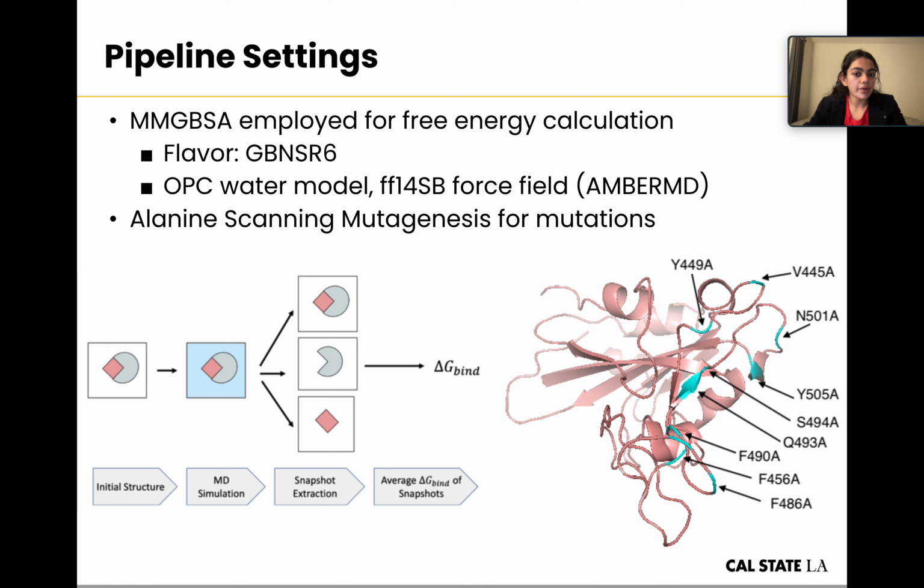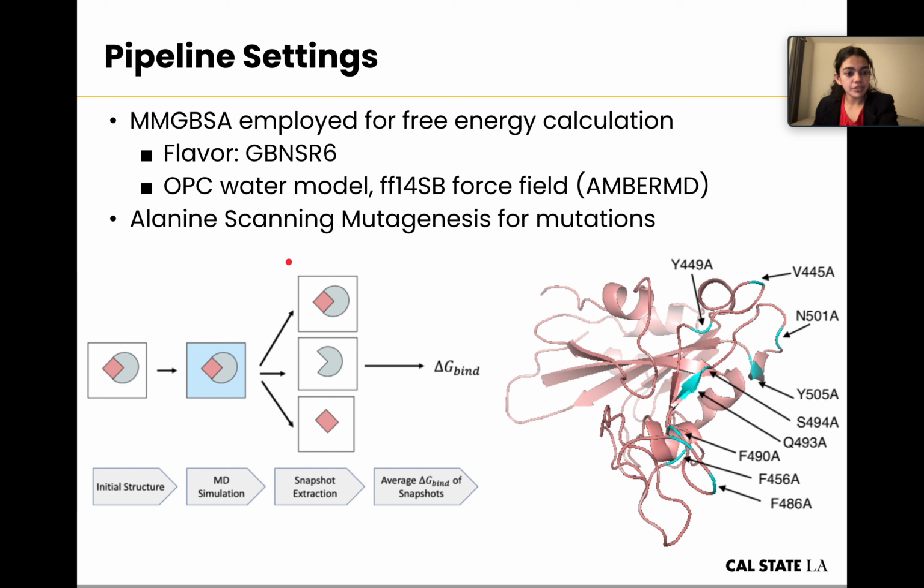The other thing I want to point out here is we are using a method known as alanine scanning mutagenesis for the actual mutations. This is a process in which we take the residues that are in the receptor binding domain of the virus and just change them to alanine. This is reflective of the natural process because in nature we often see amino acids get changed into alanine by single point mutations.